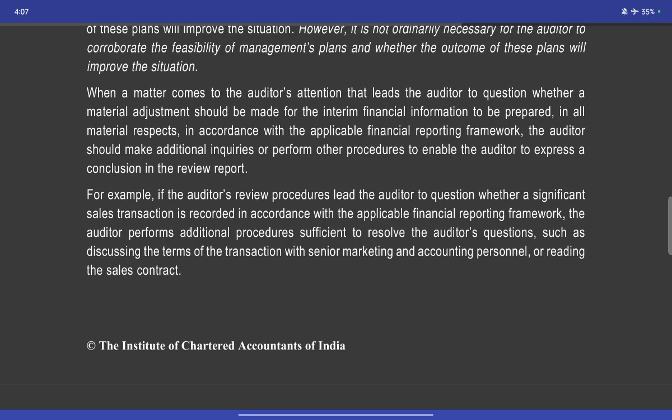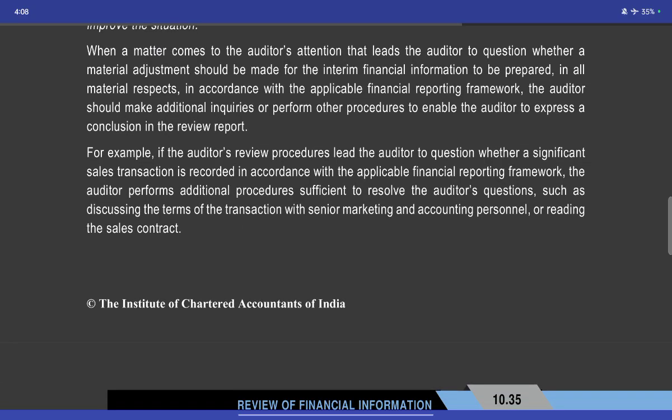When a matter comes to the auditor's attention that leads the auditor to question whether a material adjustment should be made for the interim financial information to be prepared, in all material respects, in accordance with the applicable financial reporting framework, the auditor should make additional inquiries or perform other procedures to enable the auditor to express a conclusion in the review.